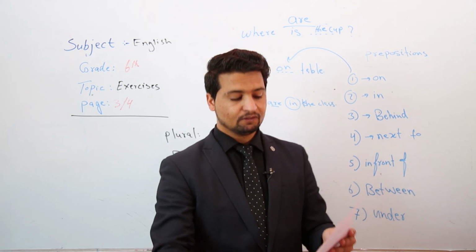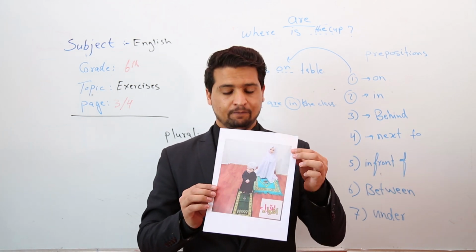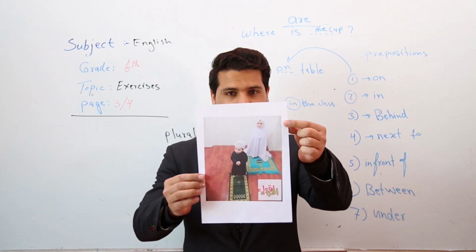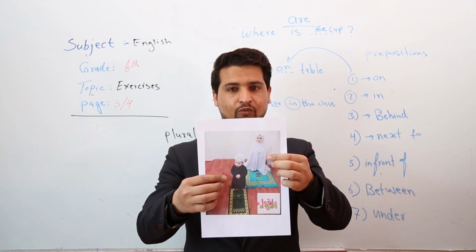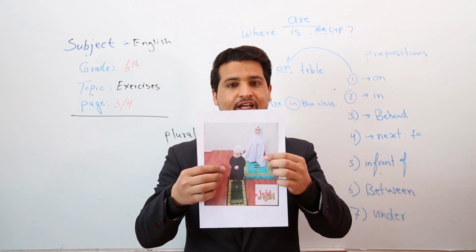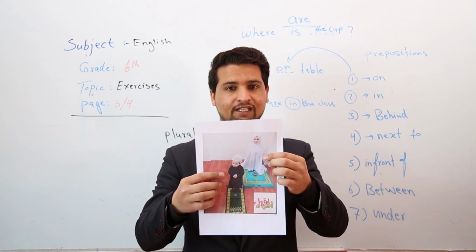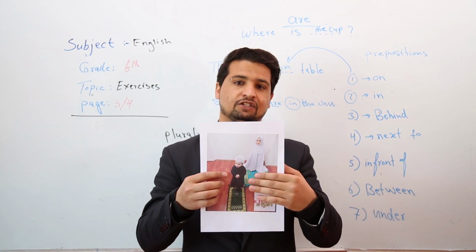Right? So see here. Where is the boy? See the picture? Where is the boy? Sorry, where is the girl? The girl is behind the boy. The girl is behind the boy.